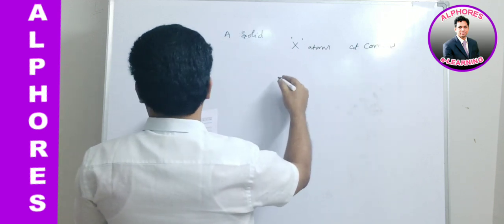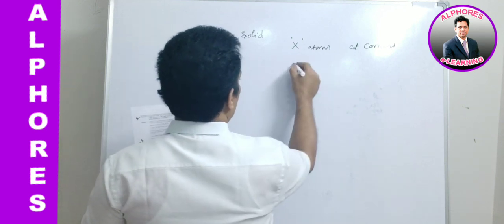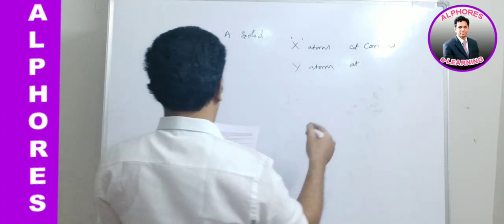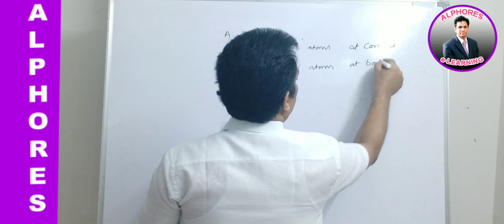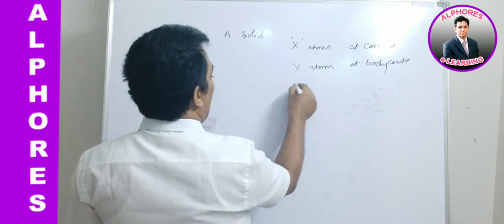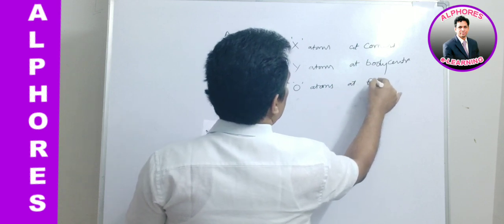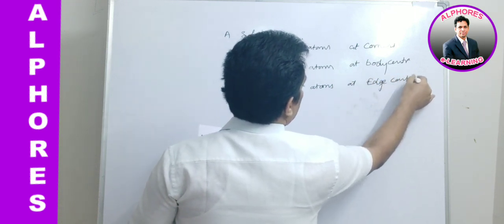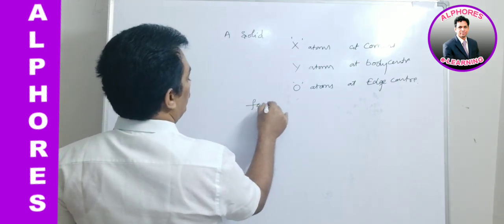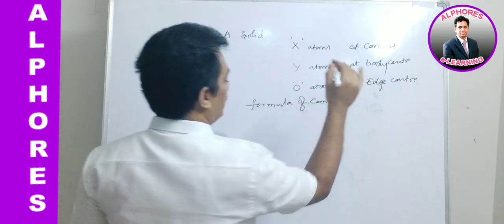And Y element atoms are at the body center, and then O element atoms at the edge centers. Then they are asking for the formula of the compound. What is the formula of the compound?